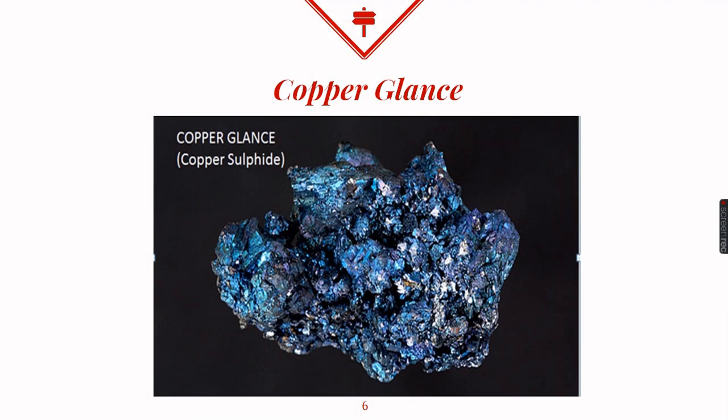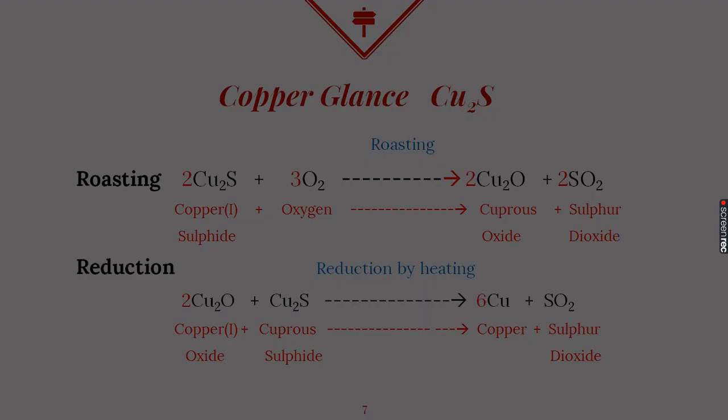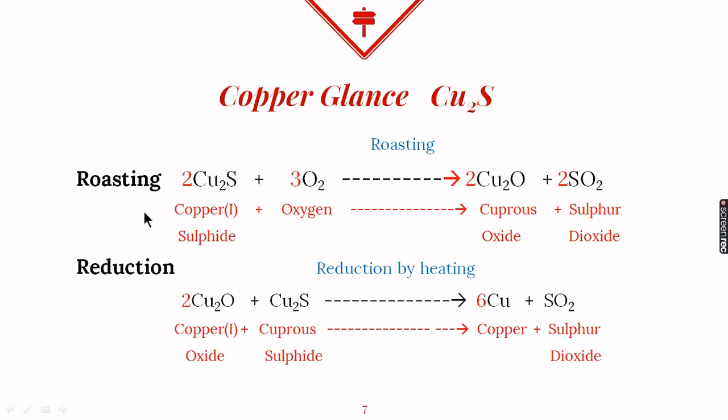We will see the copper ore, which is copper glance, and it is cuprous sulfide ore. So for this also we perform roasting, in which cuprous sulfide is heated strongly in the presence of air. So it combines with oxygen and we get cuprous oxide plus sulfur dioxide. This cuprous oxide formed combines with cuprous sulfide and we get copper along with sulfur dioxide gas.